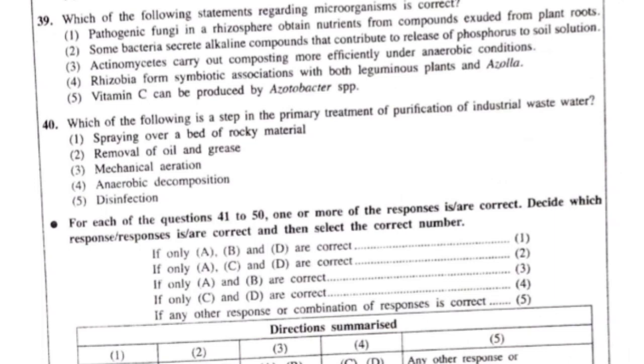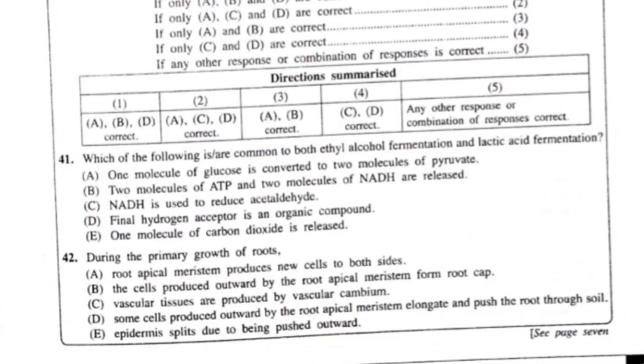Question number 40. Which of the following is a step in the primary treatment of purification of industrial wastewater? The answer is the second one, removal of oil and grease. Question 41. Which of the following are common to both ethyl alcohol fermentation and lactic acid fermentation? The answers are A, B, and D. So answer number 1.